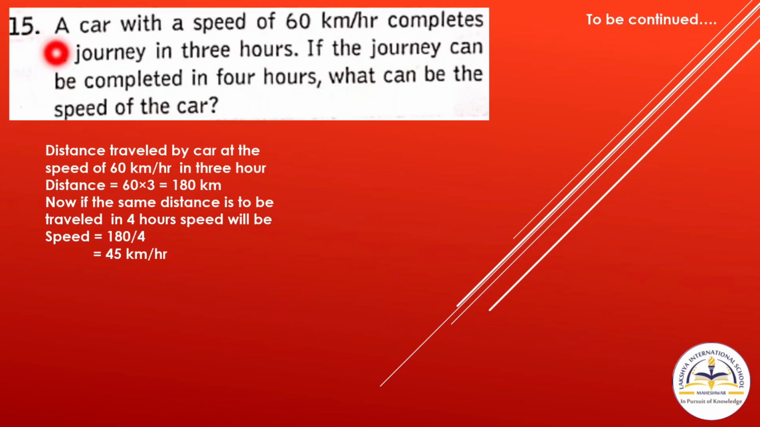Now question number 15. A car with a speed of 60 km per hour completes a journey in 3 hours. If the journey can be completed in 4 hours, what can be the speed of the car? Distance traveled by the car at the speed of 60 km per hour in 3 hours will be 60 into 3, that is 180 km. Now if the same distance is to be traveled in 4 hours, the speed will be 180 divided by 4, that will be 45 km per hour.